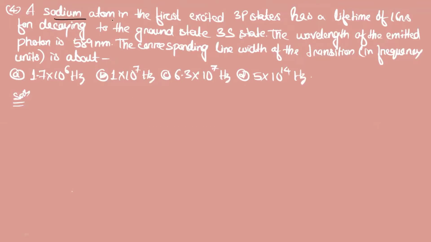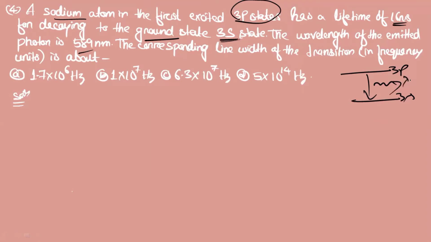So here it is said the sodium atom is in the first excited 3p state, and the lifetime is given to you as 16 nanosecond. To decay to the ground state, the 3s state, the wavelength emitted by the photon is 589. When a sodium atom decays to the ground state, a photon will be emitted, and the wavelength of that photon is given as 589 nanometer. Here you have to find the corresponding line width of the transition.